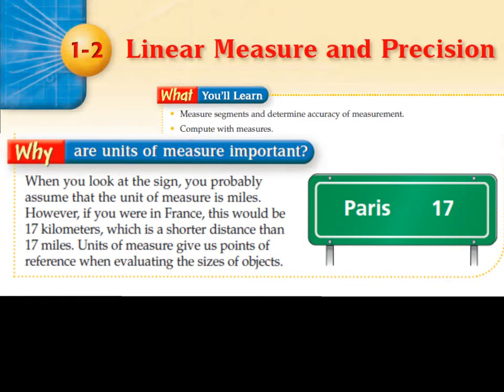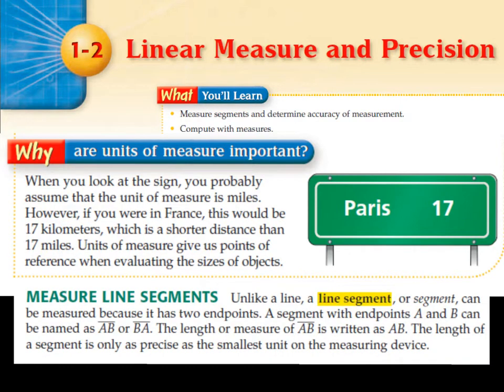When you look at the sign, you probably assume the unit of measure is in miles. However, if you were in France, it would be 17 kilometers, which is a shorter distance than 17 miles. Units of measure give us points of reference when evaluating the size of objects.